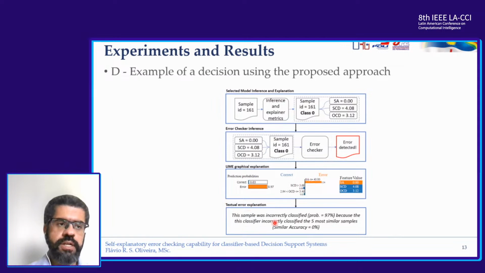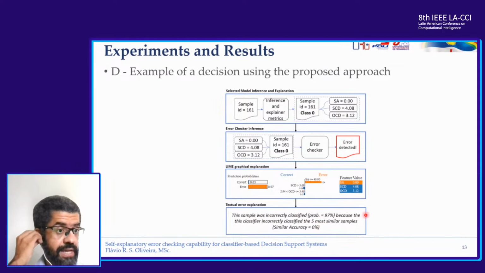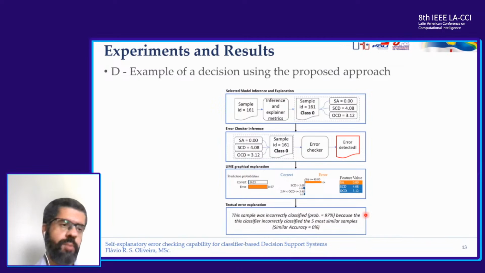And down here, we have a textual error explanation, because some users prefer graphical, others textual explanations. And this would be the translation of this graph: this sample was incorrectly classified with 97% probability because the classifier incorrectly classified the 5 most similar samples. This example, of course, is somewhat simple. Probably a decision maker who wasn't so tired would perceive that this variable is 0. This would suggest an unreliable inference.